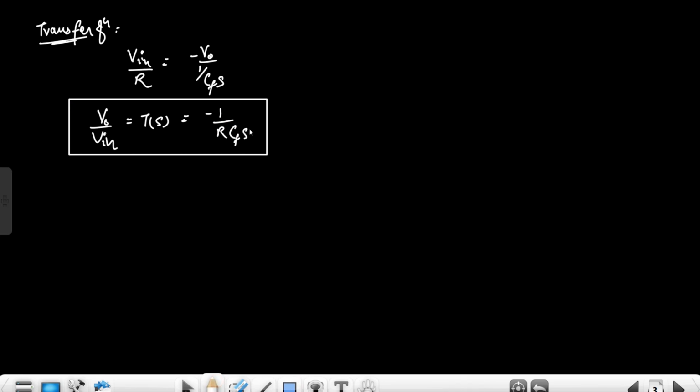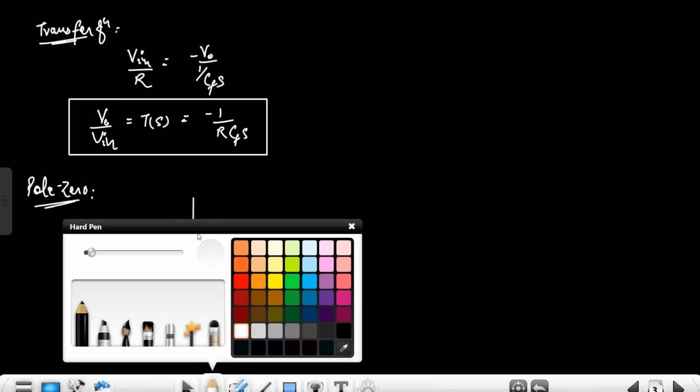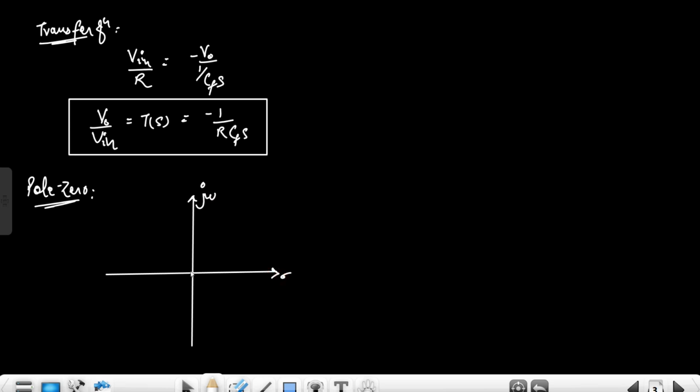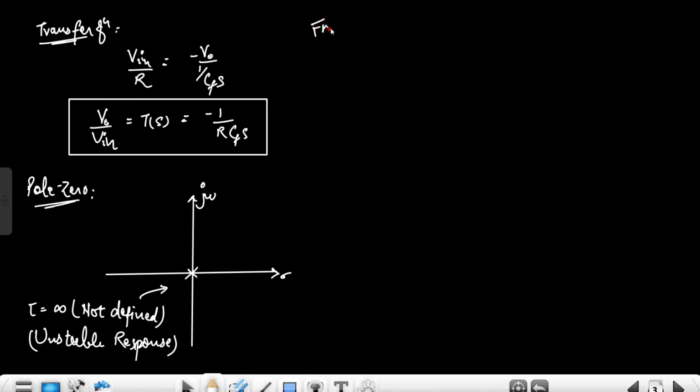Now the pole-zero plot. As we can see, there is a single pole at the origin. The pole-zero plot will be simply a pole at the origin. From this pole, what can we say about the time constant, right? The time constant is simply infinite or not defined, because the pole is lying at the origin, which represents an unstable system or transfer function, because for a stable transfer function the pole should be lying in the left hand side of the S plane, right? That's why it is representing an unstable response. The time constant is infinite, which is not defined, representing an unstable response.